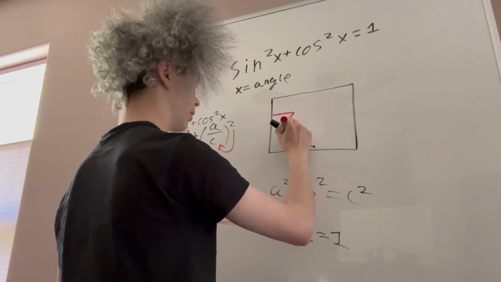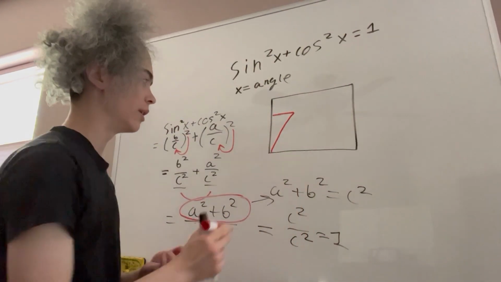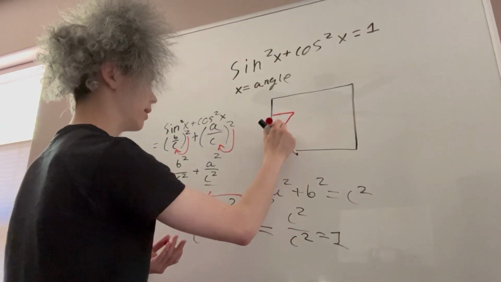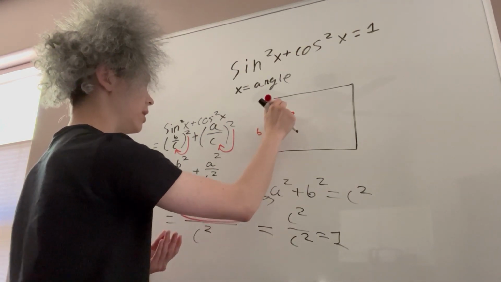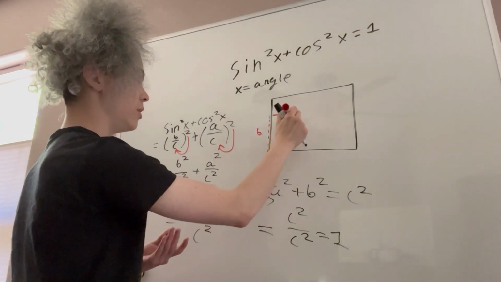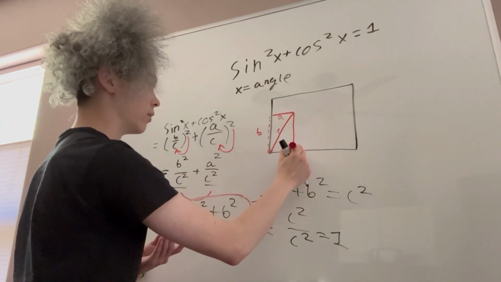Here-ish, kind of like this. We're going to have a hypotenuse C. This is going to be a little side length B here. It's going to be A. Okay, now we do the same thing here. We make little squares.